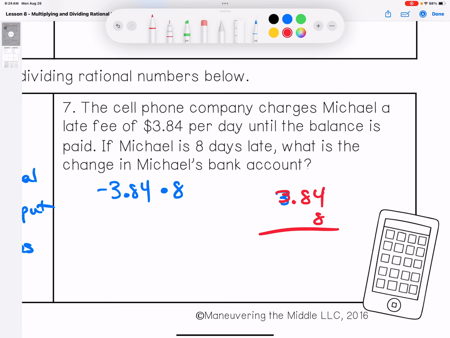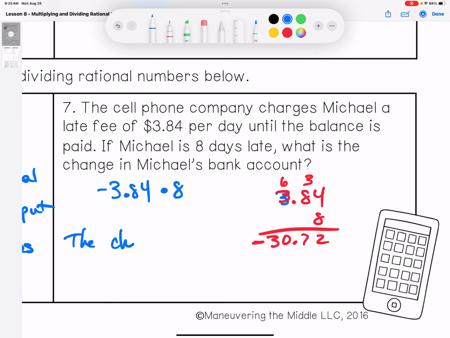Eight times 4, last time I checked, was 32. 8 times 8 is 64, plus 3 on top is 67. 8 times 3 is 24, plus 6 is 30. The change in his bank account was negative $30.72. So now let's put that in a sentence because it was a word problem.